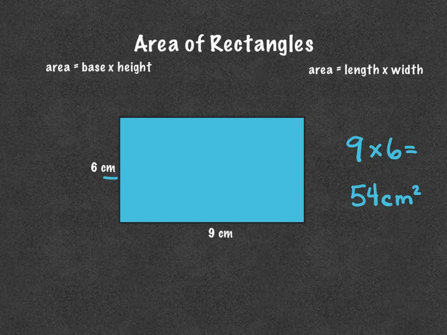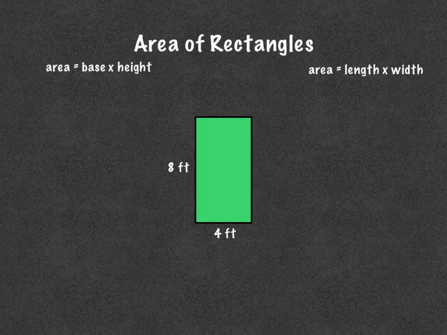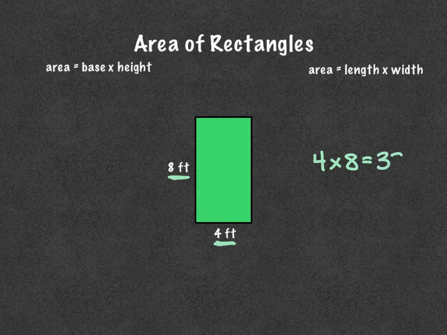All right, let's try it with a bigger rectangle. So we have 9 and 6, so 9 times 6 equals 54. And since it's measured in centimeters, we're going to have centimeters squared. Okay, so we're still doing base times height. All right, let's try another one. So our base, or you could call it our length, down here is 4 times 8. So that equals 32. Our unit is in feet. And then we need an exponent at the top, so 32 feet squared.